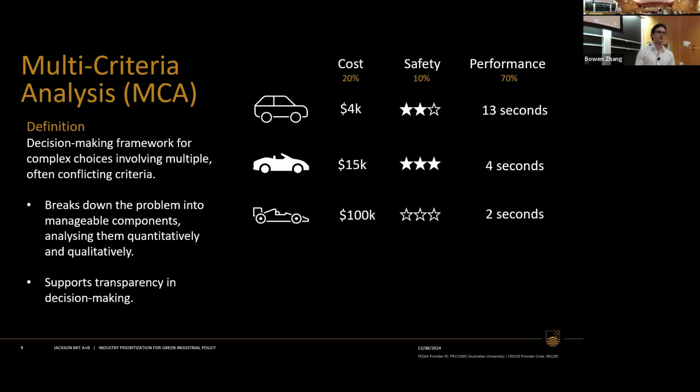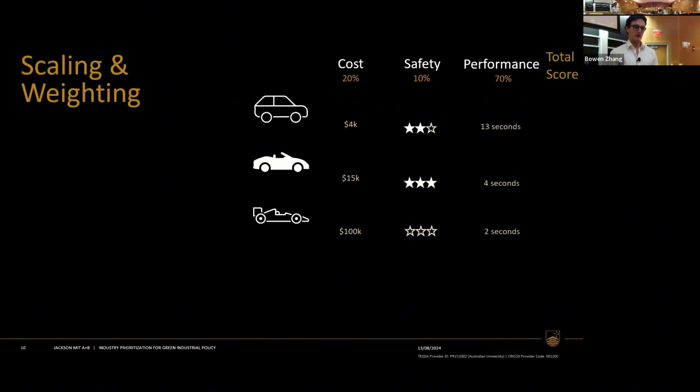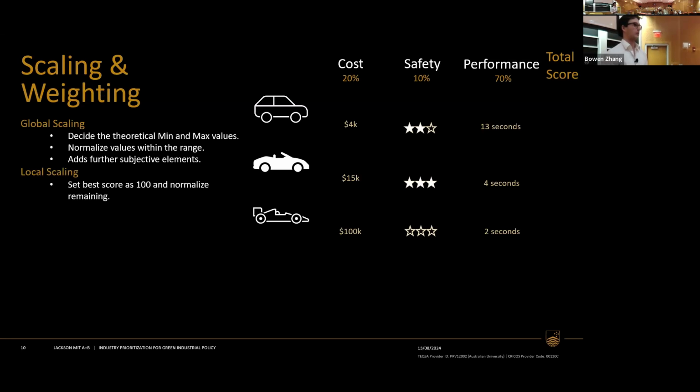But a big problem once you've got this is how you're going to be able to compare your $100,000 with $30,000. So that's where you need to be able to scale your scores for it to all be comparable. So if we go into the scaling and weighting, for our method, we mainly stuck with global and local scaling. So global adds more subjectivity to this decision-making process, as you need to decide upon a minimum and maximum theoretical value, and then you're normalizing your value within that.